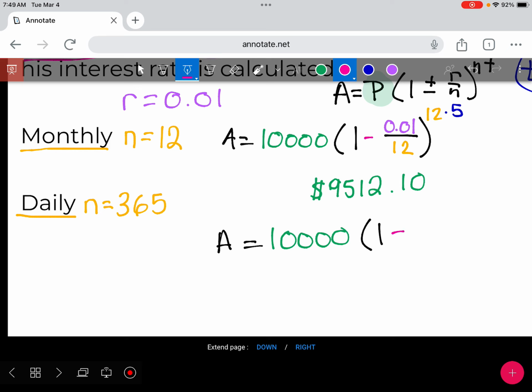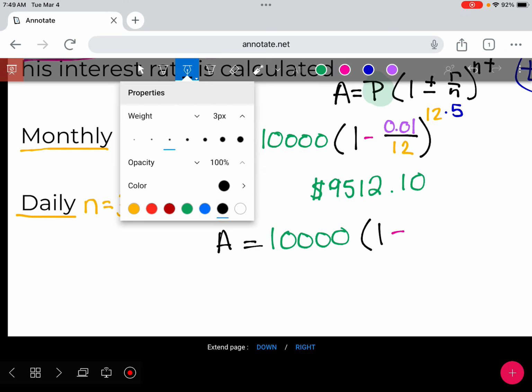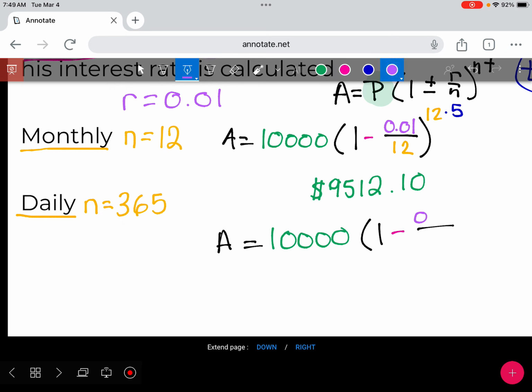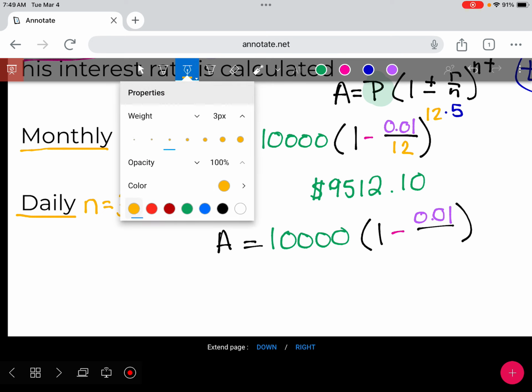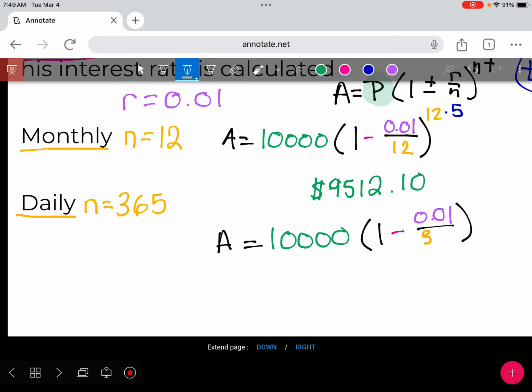We still have our 1 minus our fraction that's going to have our 0.01 over our compounding factor, but now that compounding factor is that 365, and this decimal is going to be really, really tiny. It's going to be just barely under 1. But our exponent is going to get really huge as it's 365 times 5.